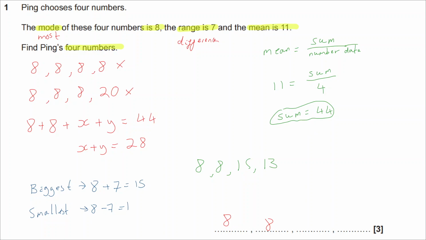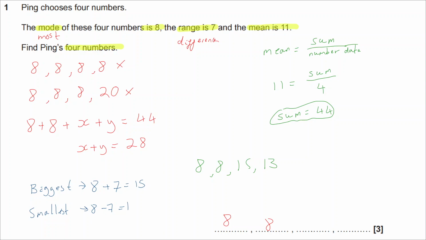Now let's see if this combination works. Is the mode here 8? Yes it is. You've got 8 twice, so that one is satisfied. Is the range 7? The biggest number, 15, take away the smallest, 8, does give you 7, so that's good. And the mean would be 11, because 8 add 8 add 15 add 13 gives you 44, and 44 divided by 4 gives you 11. So actually, I've hit it pretty early on, which is good.